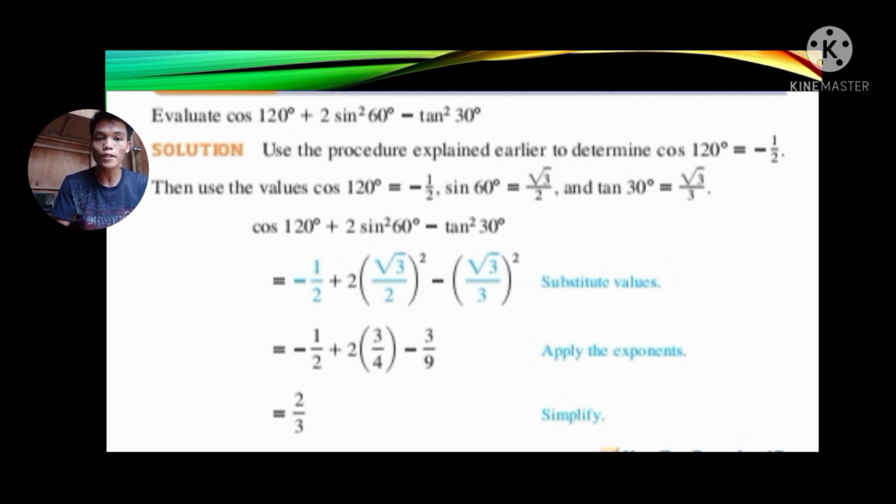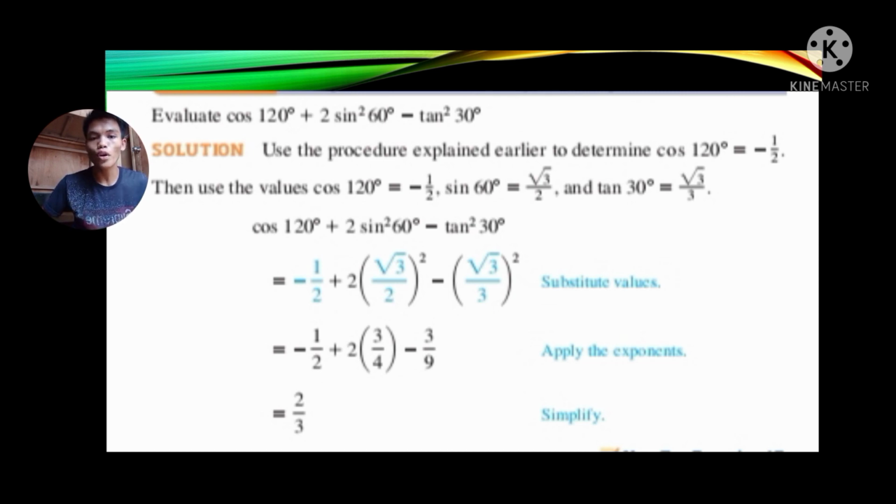So the result is negative 1/2 plus 2 multiplied by 3/4 minus 3 over 9. So the question is, where does the 3/4 come from? As I said a while ago, we are going to apply the exponent. So the 3/4 came from square root of 3 over 2 squared. So square root of 3 times square root of 3 is the square root of 9, and what is the square root of 9? It is 3. So therefore we have 3. So 2 times 2 is 4. So we have 3/4 minus 3 over 9.